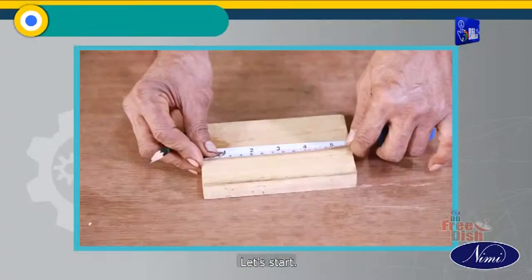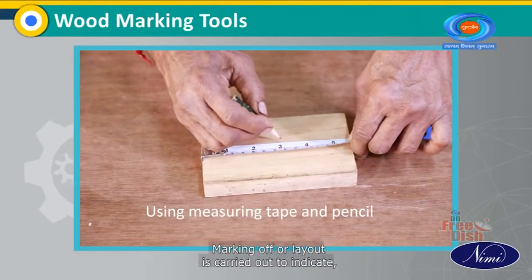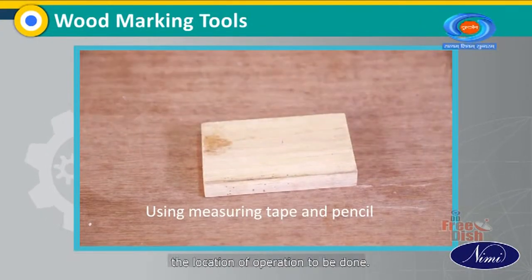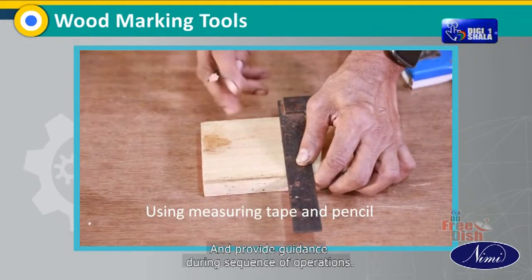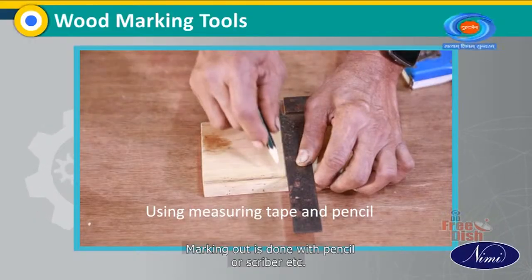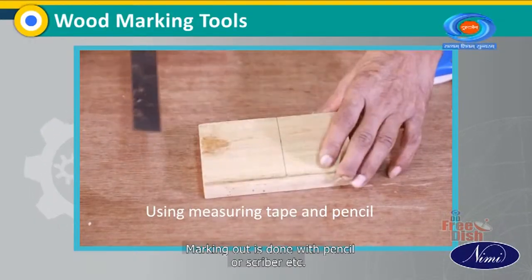Let's start. Marking out or layout is carried out to indicate the location of the operation to be done and provide guidance during the sequence of operations. Marking out is done with a pencil or scriber, etc.